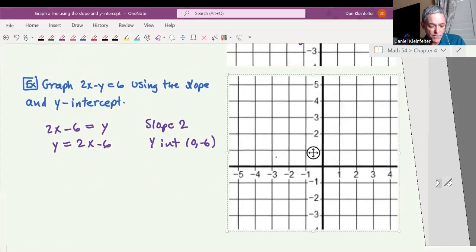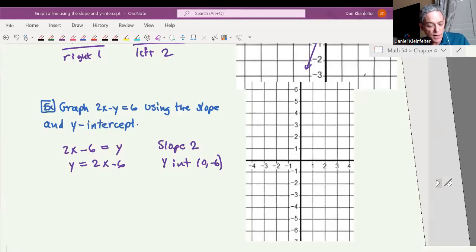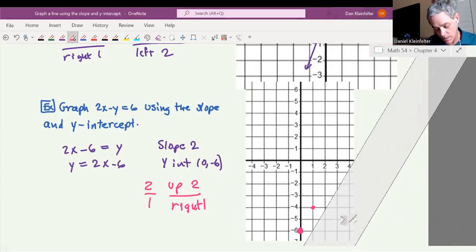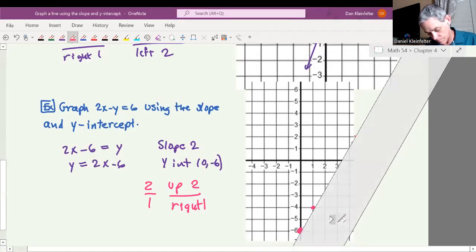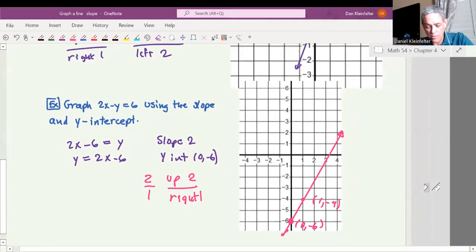All right, so here I'm not able to fit the y-intercept on my grid, so let me fix the grid real quick. All right, so that's better. So now we're able to fit the y-intercept at (0, -6), and then the slope, 2, is the same as 2 over 1, so I will go up 2 and right 1. So up 2 and right 1 will take us to the point (1, -4). And that will do it: (0, -6) and (1, -4). Okay, so that's graphing lines using the slope and y-intercept.